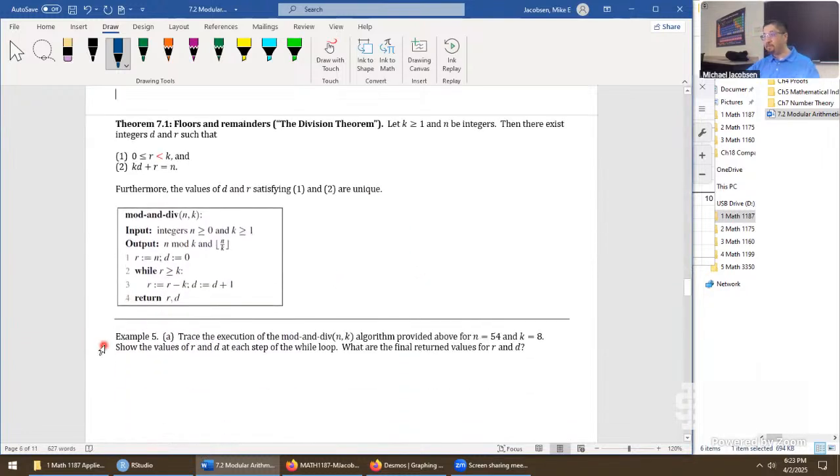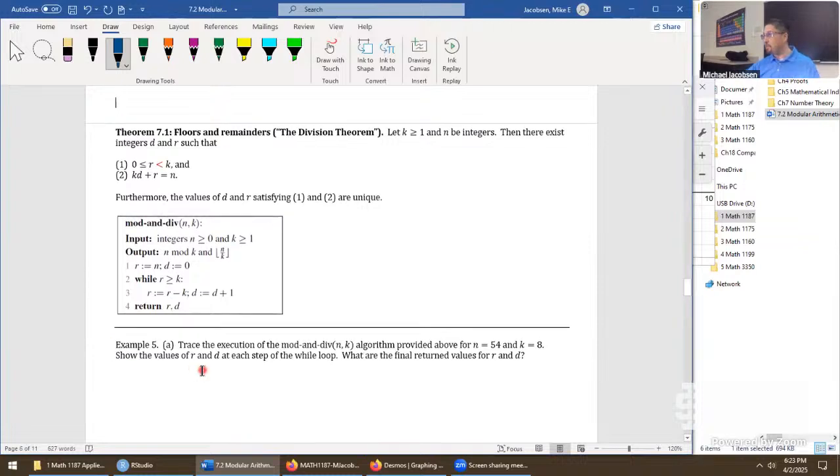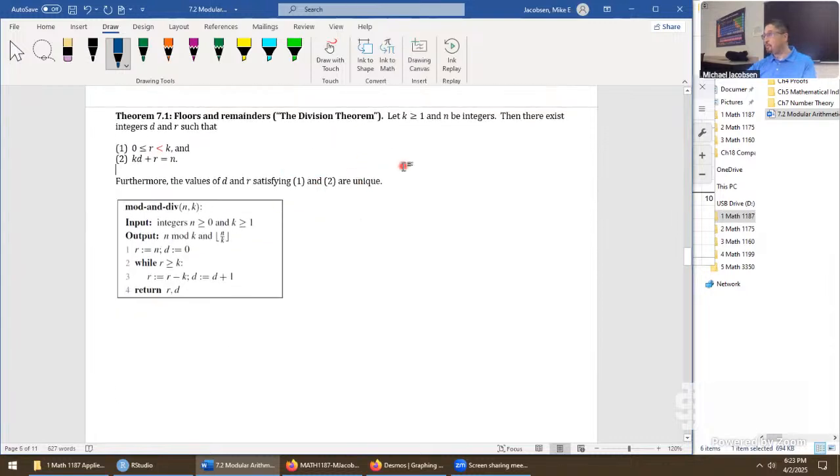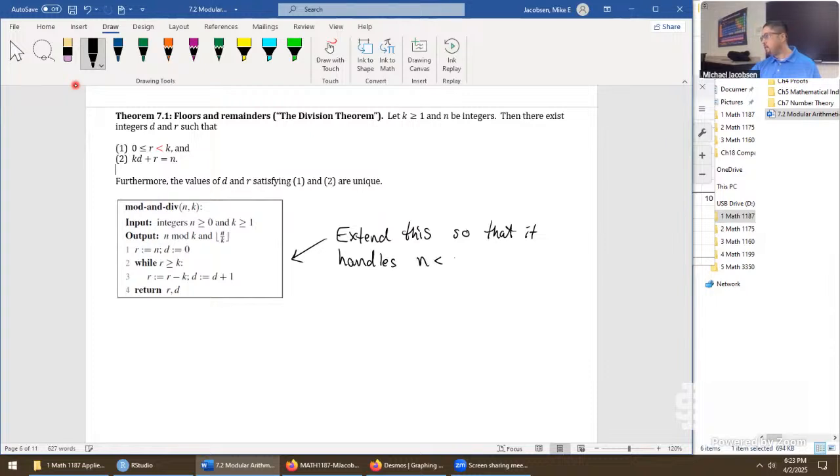We'll come back to the trace problem, example 5 below. This is a homework problem assigned as well for different values, so we definitely want to do that one. But let's extend now this algorithm to a full-on division algorithm. So that's going to be our goal. Extend this so that it handles n less than 0 as well.